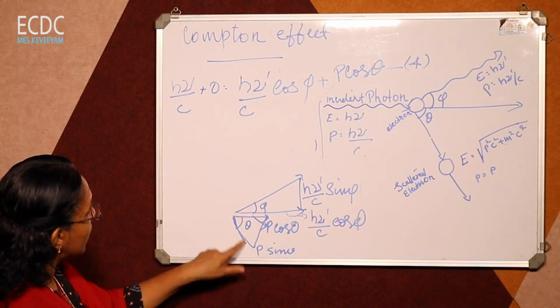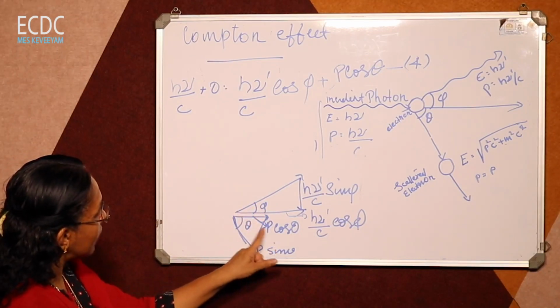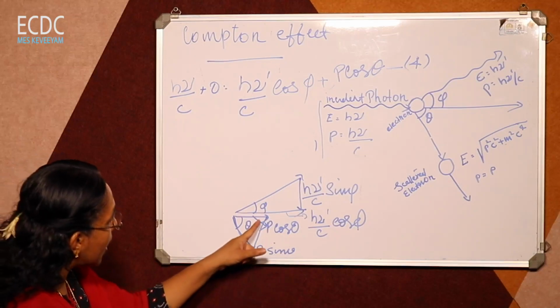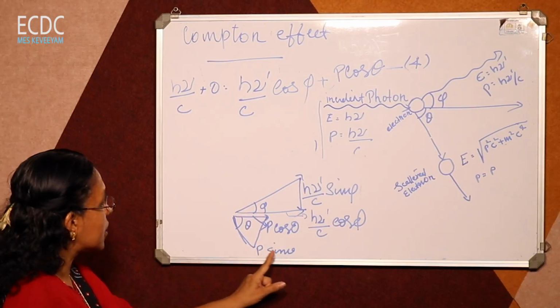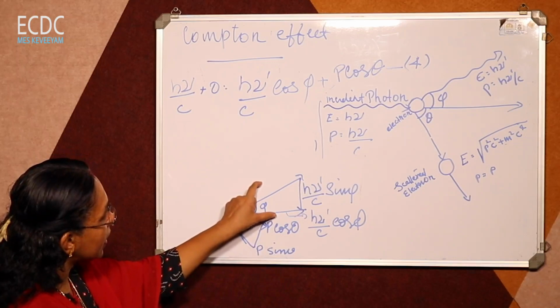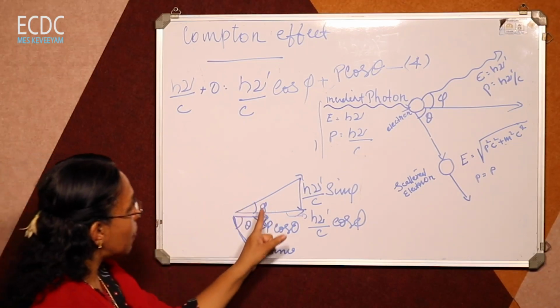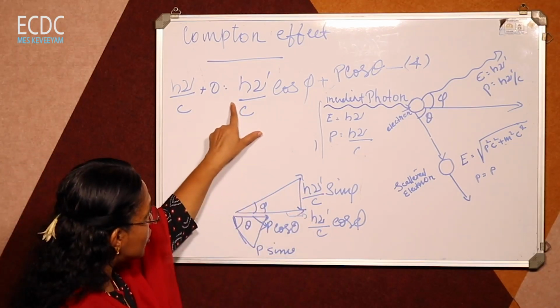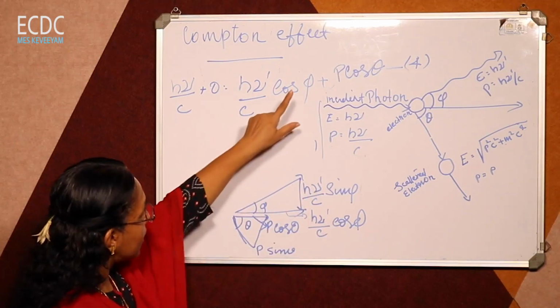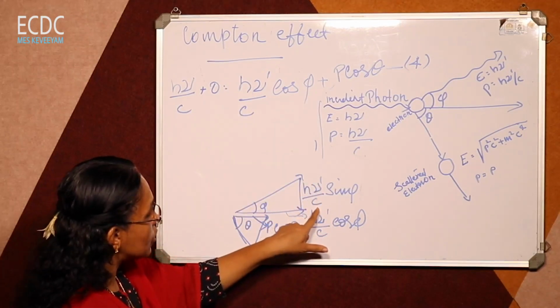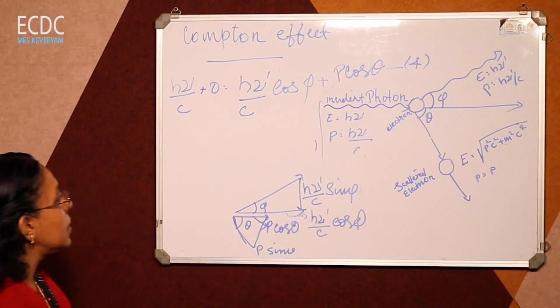So this is the parallel component we have written earlier, p cos theta, and this is the perpendicular component, which is p sin theta. And in the case of the photon, the parallel component is equal to h nu prime by c cos phi, and the perpendicular component is equal to h nu prime by c sin phi.